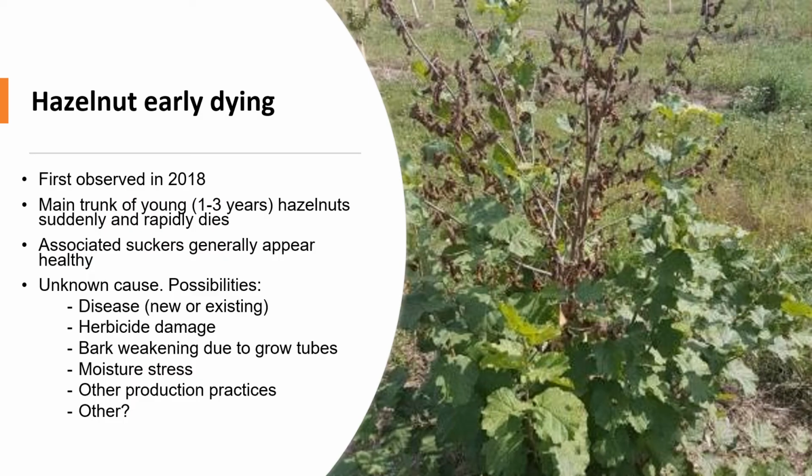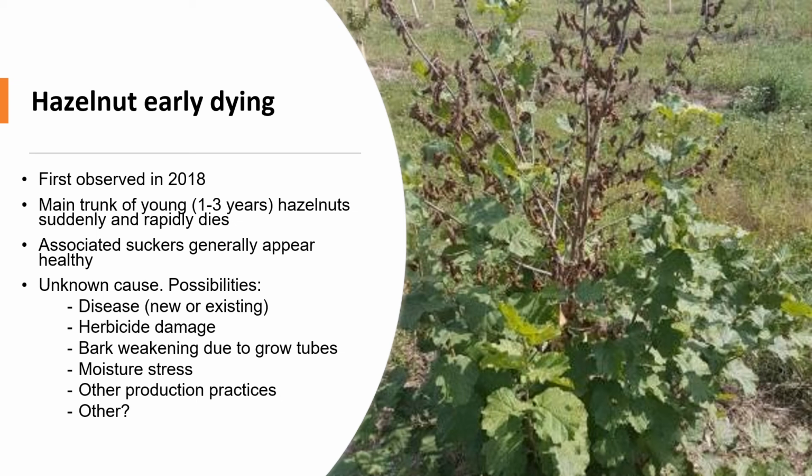Finally, moving away from all those secondary pathogens to hazelnut early dying, which is more of a phenomenon that we have seen in some young hazelnut orchards. We first observed it in 2018 in Ontario hazelnut orchards, and it occurs on the main trunk of young hazelnuts. So that's trees no more than 3 years old, typically about a year old, and suddenly the main trunk will just die very, very rapidly. But the associated suckers often appear healthy.